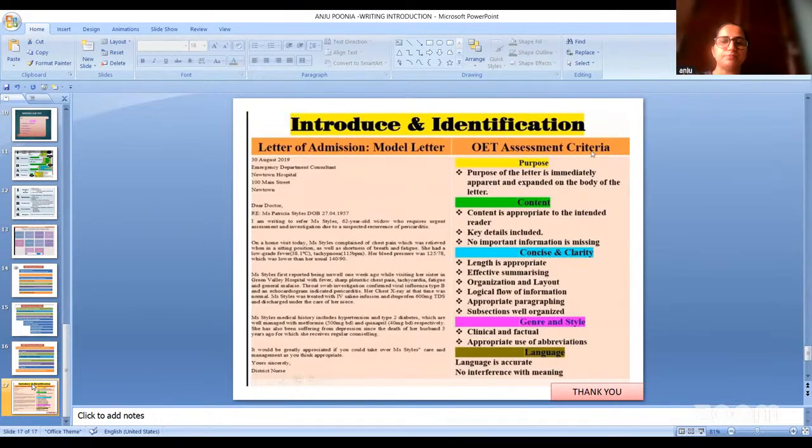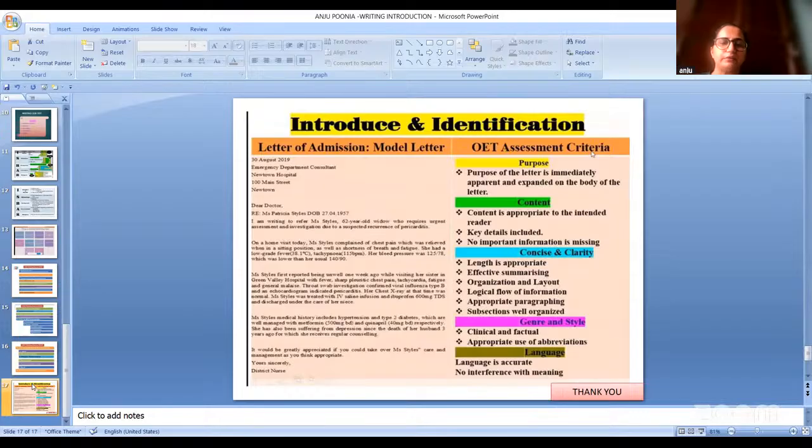What is the purpose? The purpose of the letter is immediately apparent. Expand the body of the letter. It's the main backbone of the writing. So if our purpose is correct, based on the purpose we can easily expand our letter.